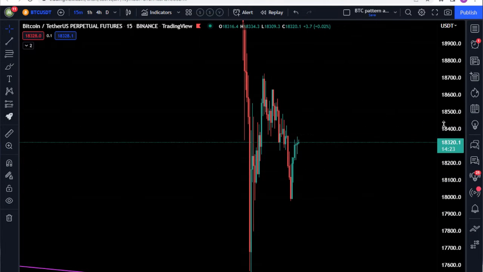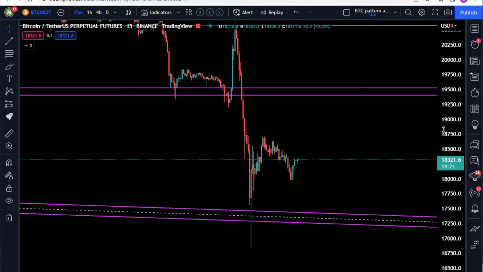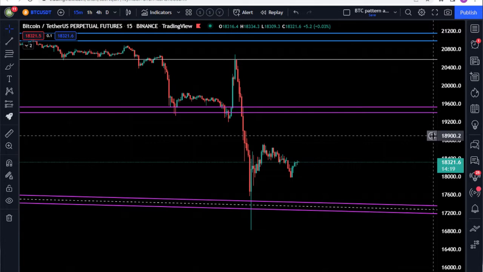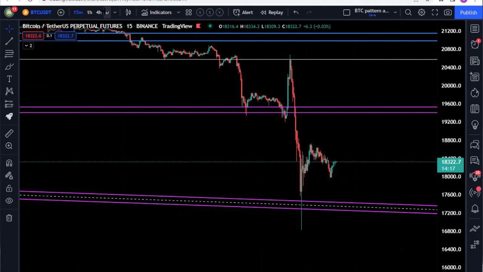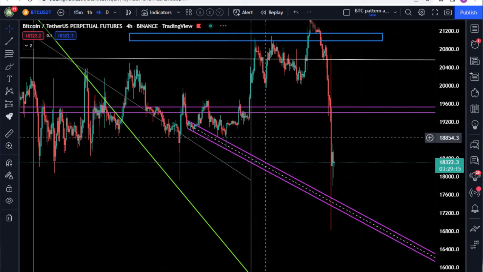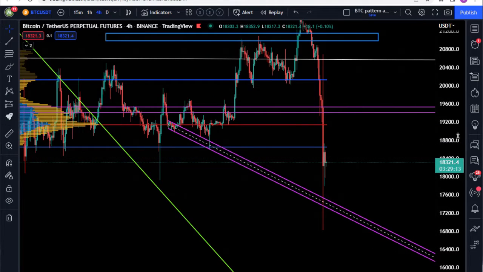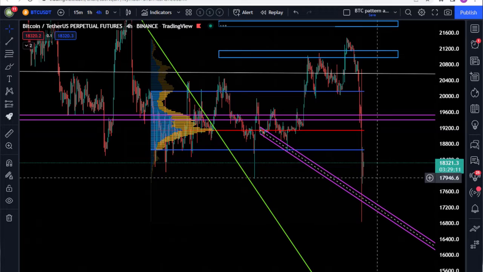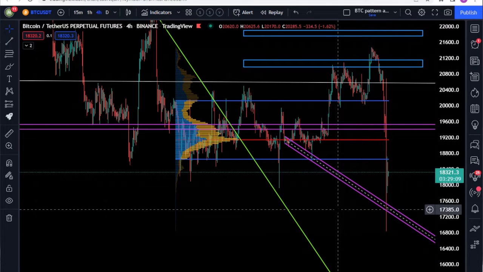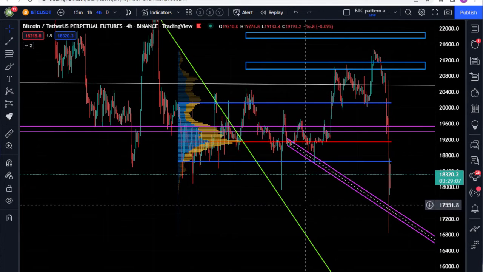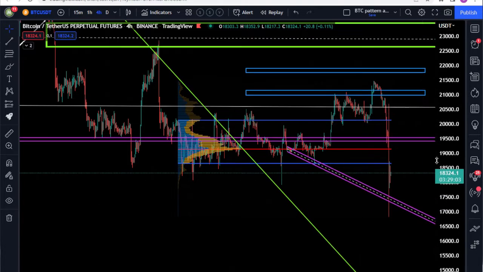Let's take a closer look at the charts and see what Bitcoin has done and why it has done it. Now let's go to a higher time frame on the 4-hourly chart. Now we were expecting Bitcoin to move down. Most probably this move up was done and over.